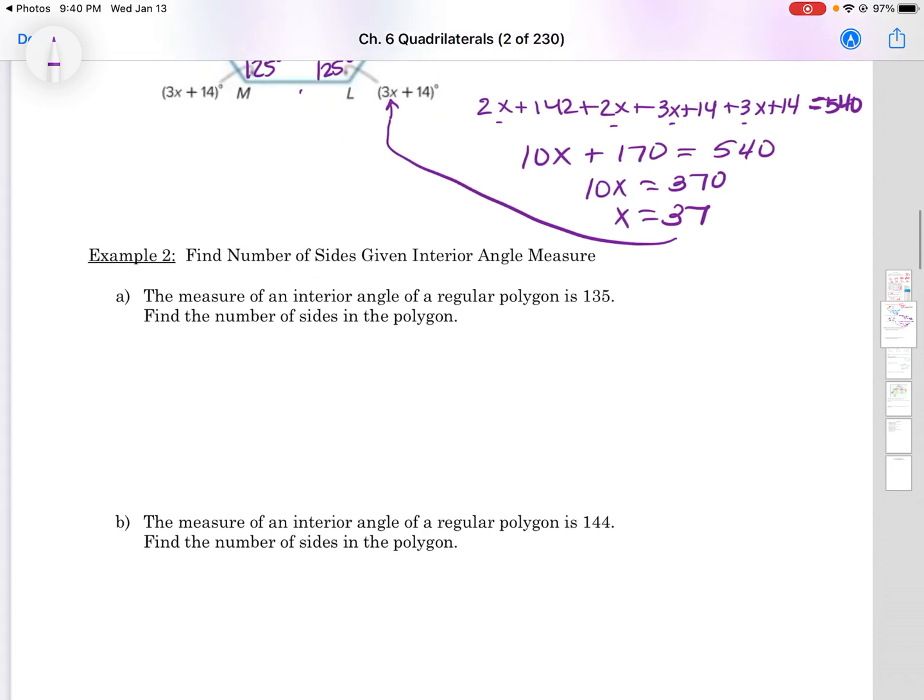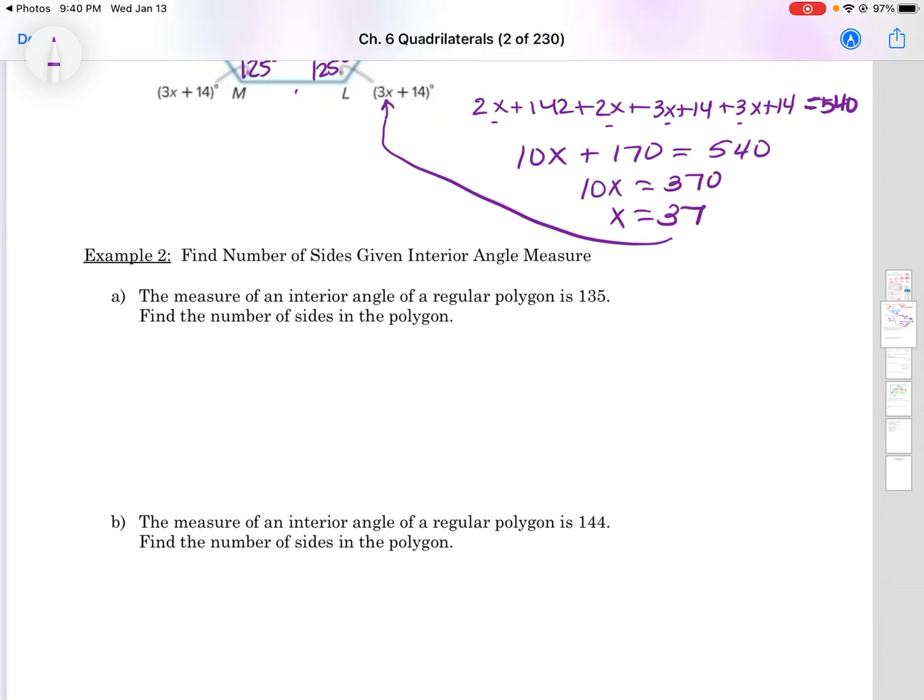All right, we can find the number of sides when we are given an angle measure. So the measure of an interior angle of a regular polygon is 135. We want to find the number of sides of that polygon. If the measure of one interior angle of a regular polygon, meaning all the sides are congruent and all of the angles are congruent, meaning all of the angles are the same, then each individual angle is going to be 135 degrees.